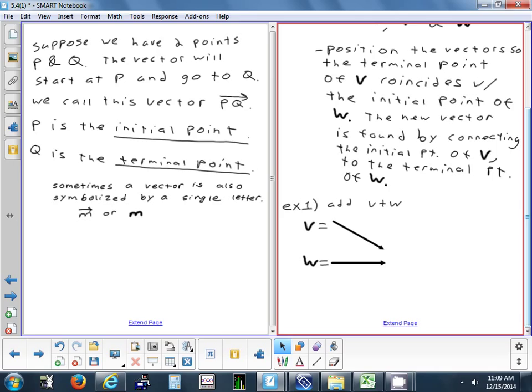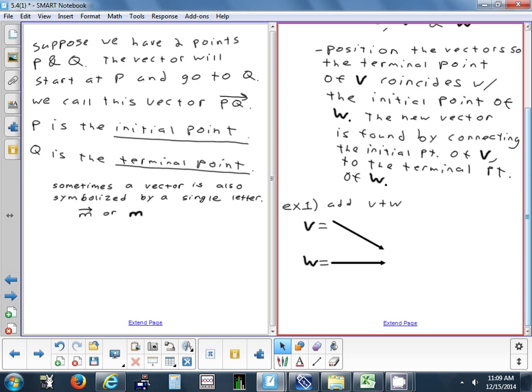All right, so down below I've drawn 2 different vectors, v and w. Where's the initial point on v? Is it where the arrowhead is or the end that doesn't have the arrow on it? Yep, the one that doesn't have the arrow. That's the initial point. The terminal point is where the arrow is. Same thing on w. Initial point is the end without the arrow. Terminal point is the one with the arrow.